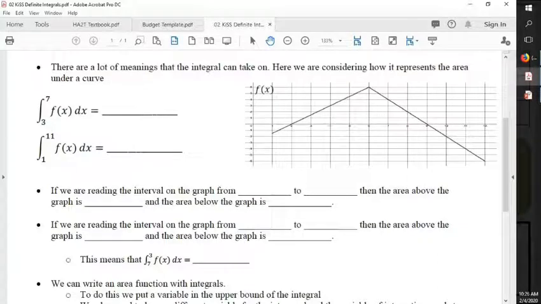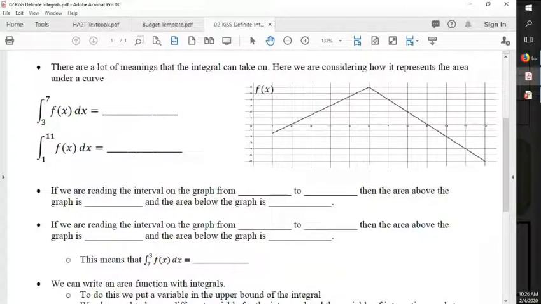So this one right here, it says, now there are a lot of meanings of the integral that it can take on. Here we are considering how it represents the area under a curve. And so I gave you guys a cute little curve right here. I'm not giving you guys the rules for the function, just the graph itself. And so can you guys find the answer to this? What is the area from 3 to 7 of this function?